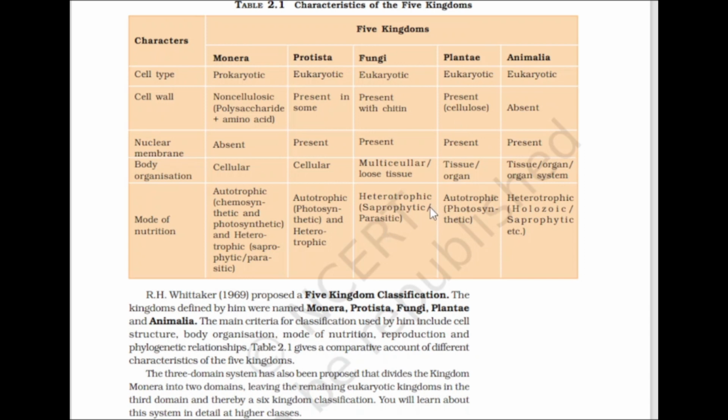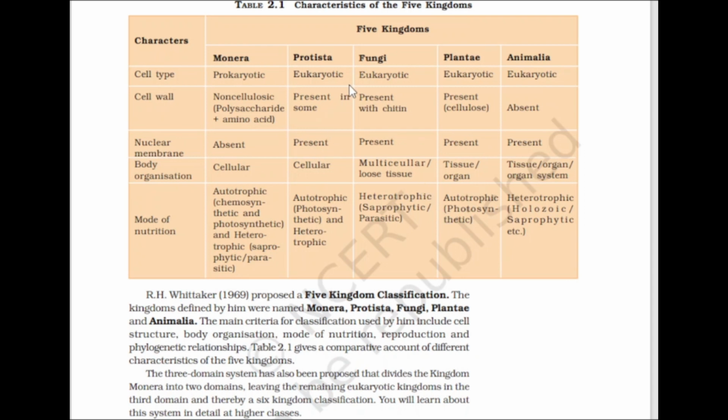Coming to plants, it is autotrophic, that is photosynthetic. Means they are photosynthetic. It contains photosynthetic, that is autotrophic mode of nutrition. In animals, heterotrophic. In heterotrophic we have holozoic and saprophytic type mode of nutrition. So R.H. Whittaker first proposed the 5-kingdom classification. The kingdoms defined by him are named Monera, Protista, fungi, plantae, and animalia.